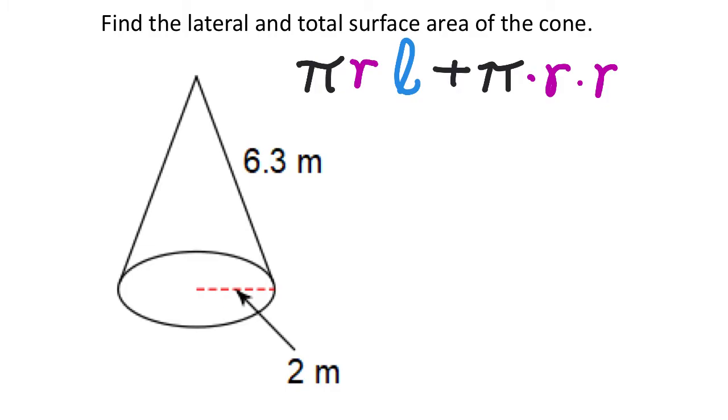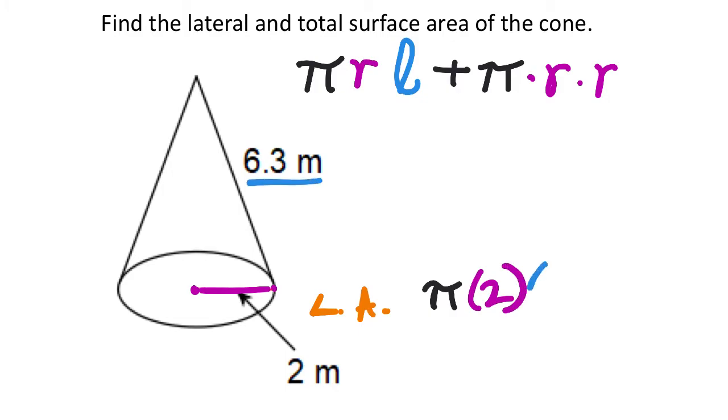but my lateral surface area, I'll do it a little bit lower. Lateral area is just the first part, or the first term in that formula, which is pi times the radius. And yes, we do see the radius right here at 2 meters. So I replaced the radius with 2. And my slant height was given at 6.3 right there, 6.3 meters.